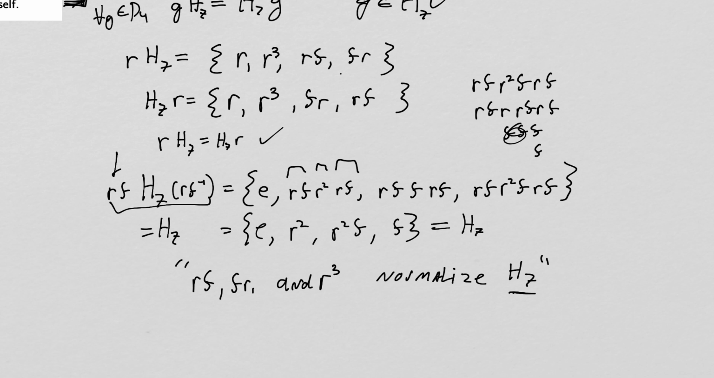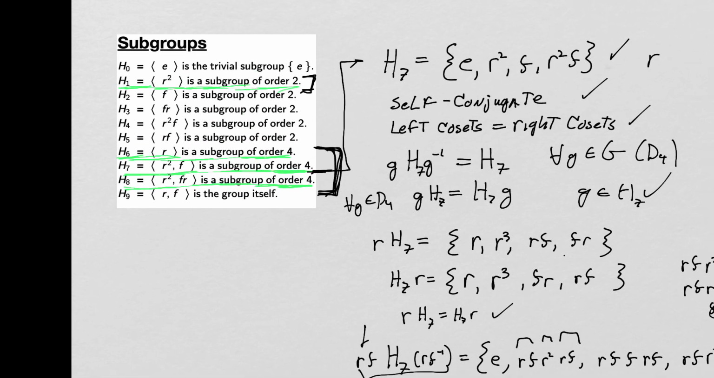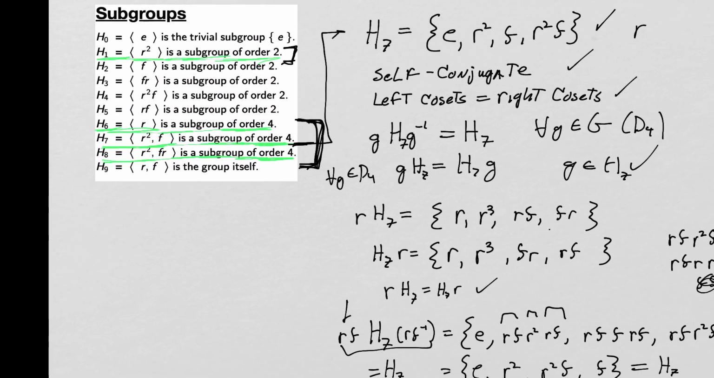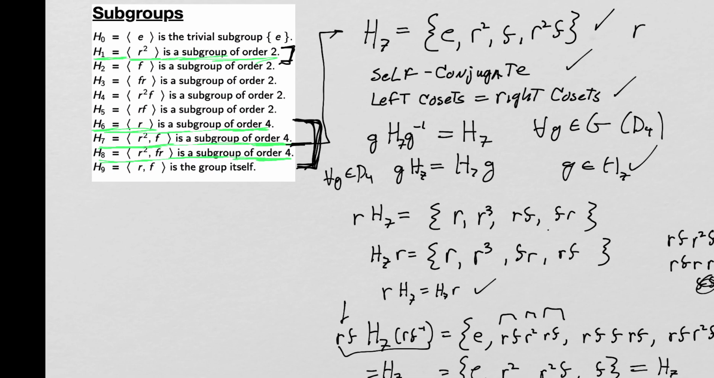So now we've gone through the exercise of showing that H7 is a normal subgroup, and you can do it likewise for all of the other supposedly normal subgroups. Now, the part that we are learning, though, is that some subgroups are not normal, right?